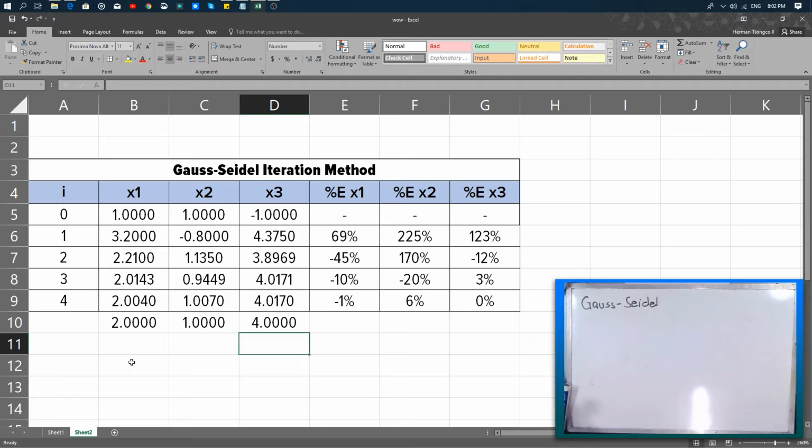And substitute it, for example, at the first equation. 5 x sub 1 plus x sub 2 plus 2 x sub 3 is equal to 19. Let's try substituting this. 5 times 2 plus 1 plus 2 times 4 is equal to 19. 10 plus 1 plus 8 is equal to 19. Therefore, it satisfies the first equation.